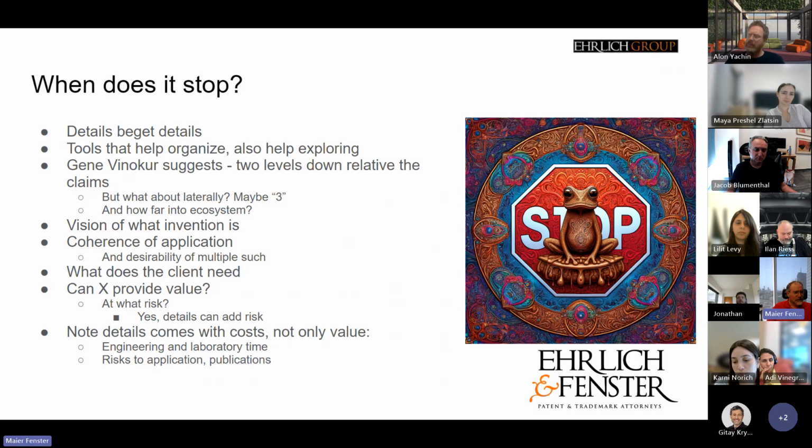So one of them is, if we have a vision of what the invention is, details that are part of that vision go in, and others less likely. Second, we want to make sure that the application itself is coherent. And there's definitely a desire, not only on the side of the patent attorney, to have multiple applications. So details which detract from the coherence might be left out.